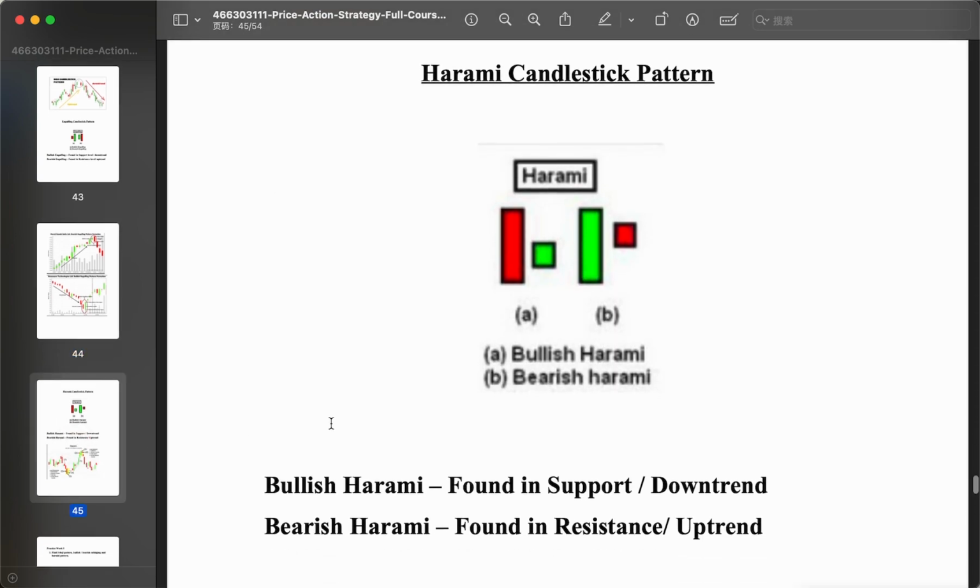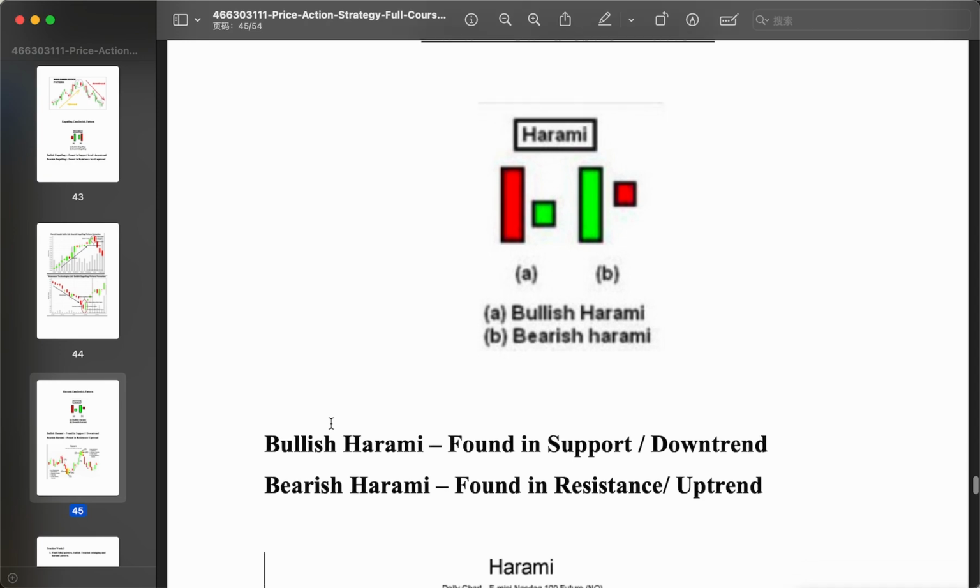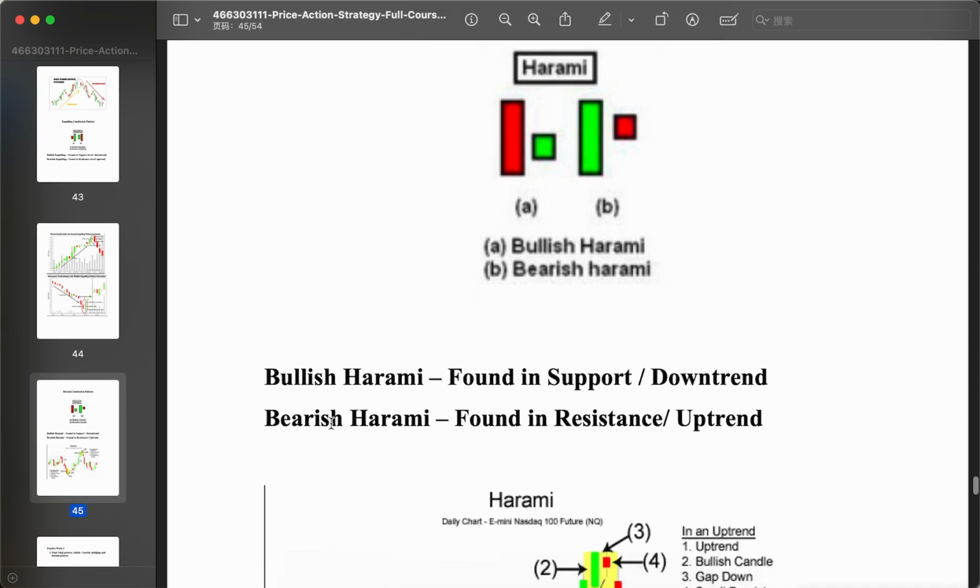So this is the Harami candlestick pattern. Okay, another reversal pattern. We call this Harami. So we have bullish Harami, where you typically start seeing a much stronger reddish bar, and then you see a shorter green bar. The reddish bar actually means the market plummeted. You have very strong sell power, and then it slowly goes back, and you see a small buying power come back.